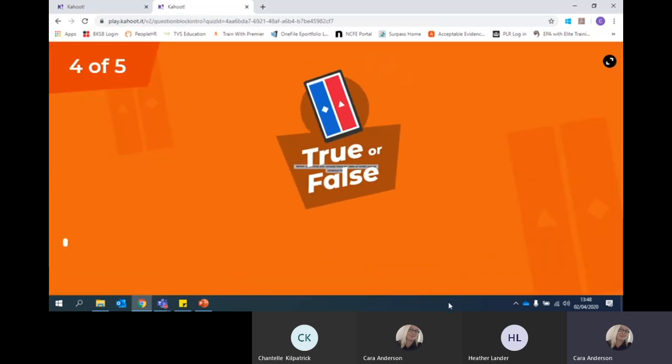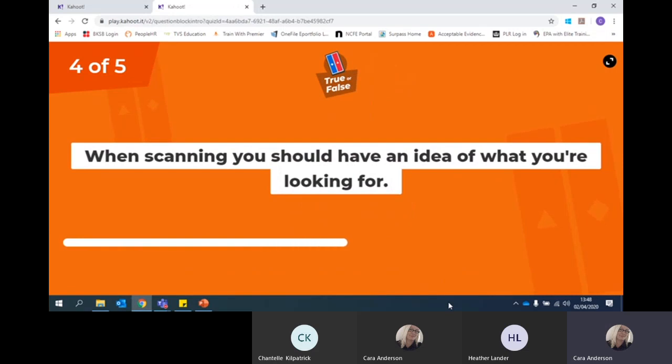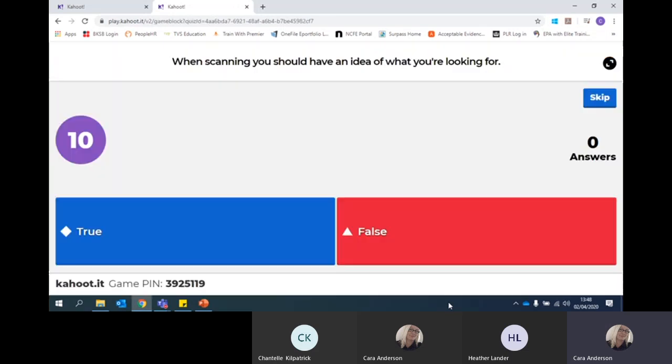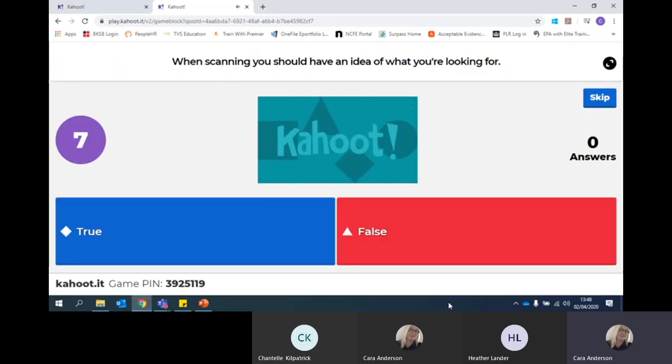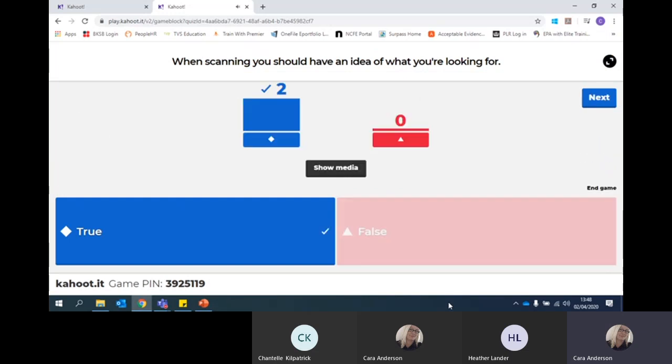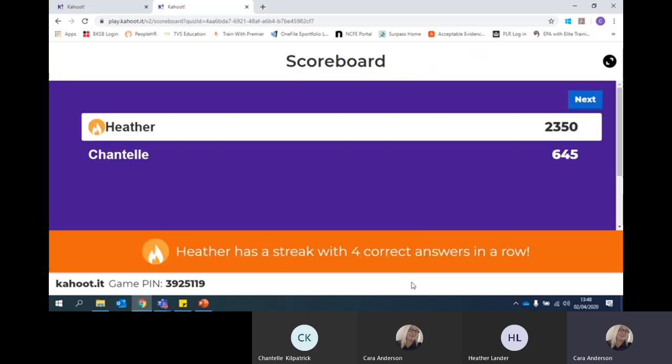Next question. When scanning, you should have an idea of what you're looking for. Excellent. So yeah, it's definitely true. How can you scan something if you don't know what you're actually looking for? So that's where my technique of reading the question and knowing what it wants you to find, then go and scan it. Last question coming up. Well done, Heather.